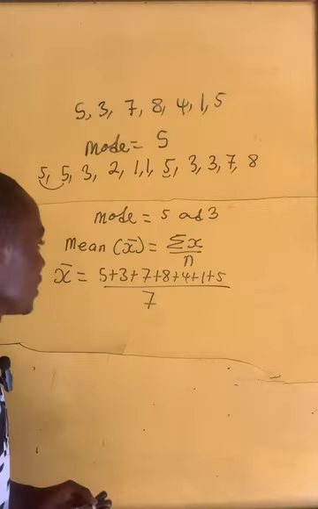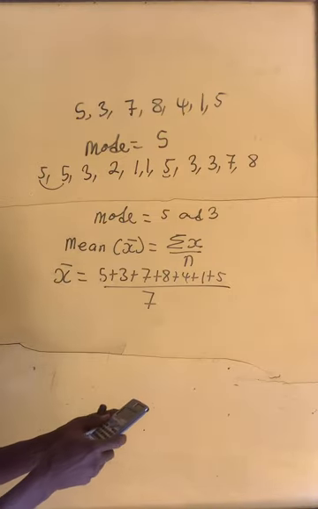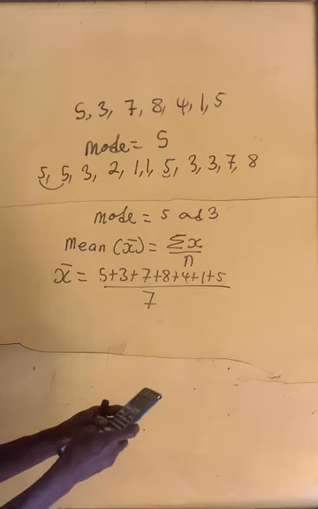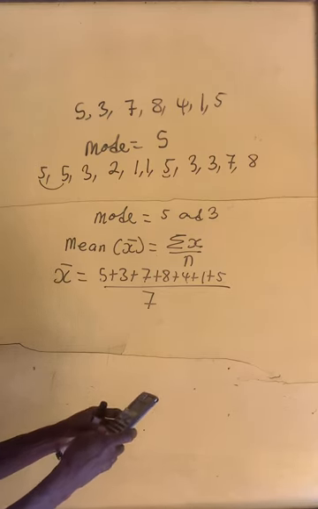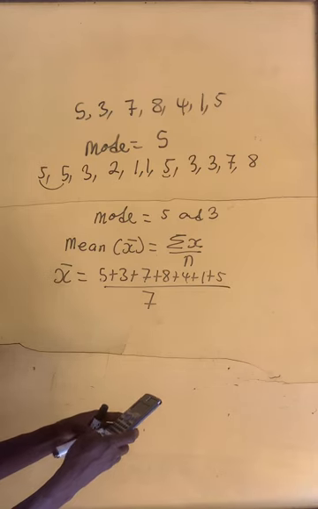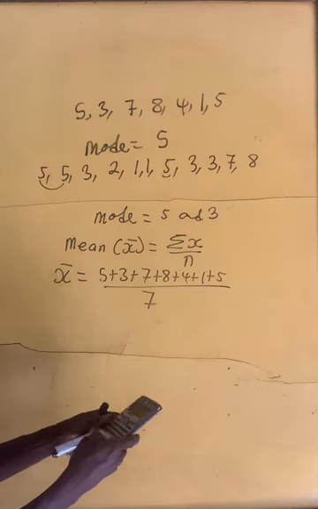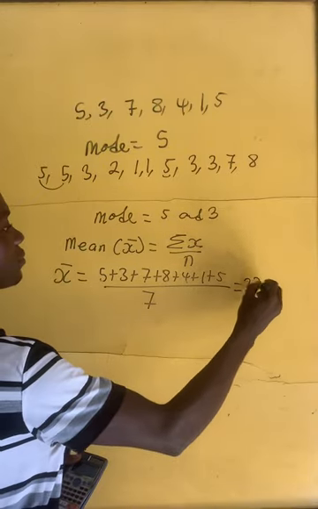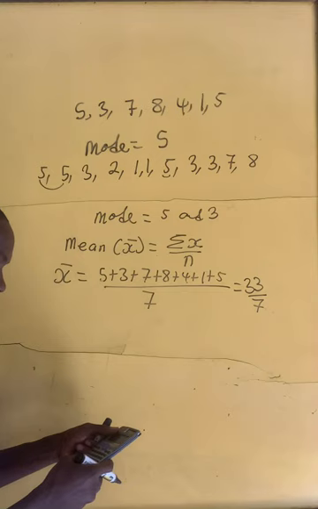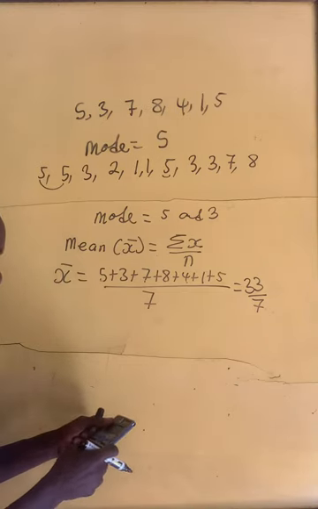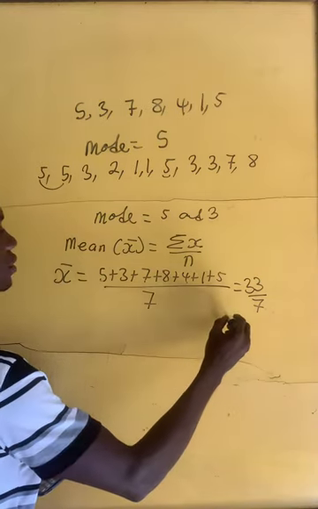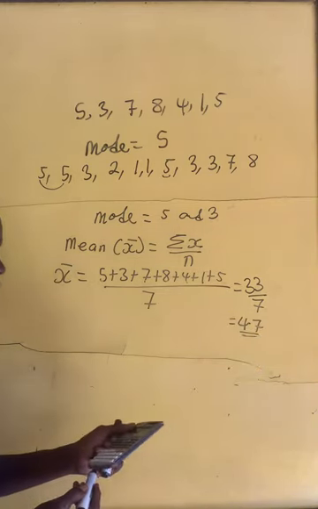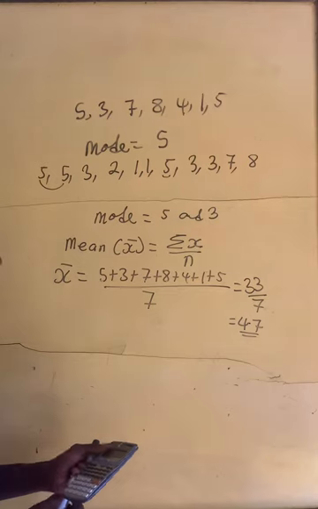So let us use the calculator to help us. We have 5 plus 3 plus 7 plus 8 plus 4 plus 1 plus 5. That is 33, divided by 7, which gives 4.7. This is 4.7 to 1 decimal place.